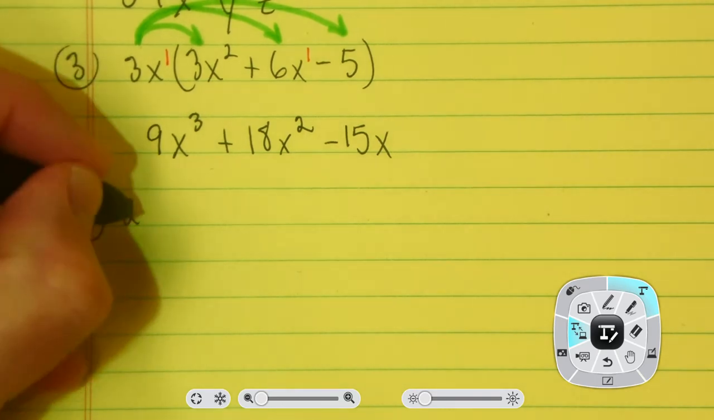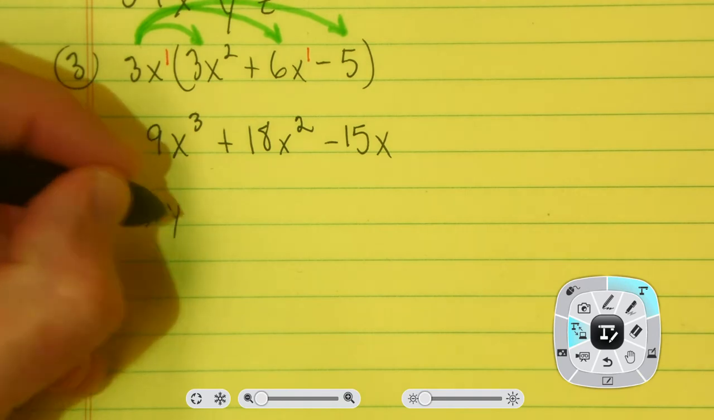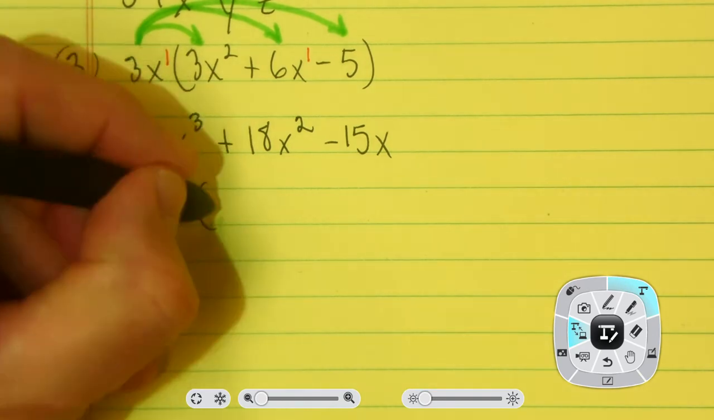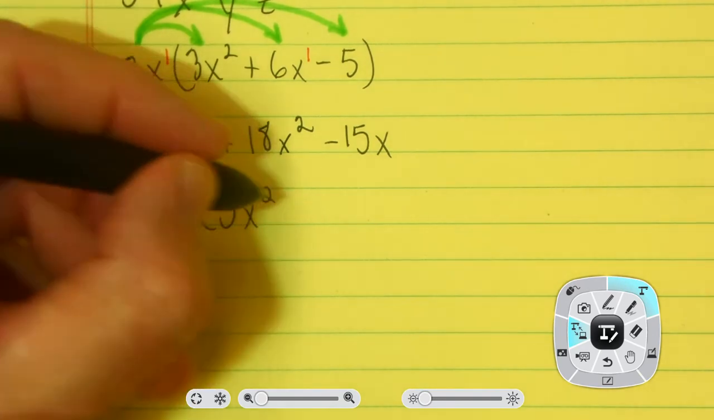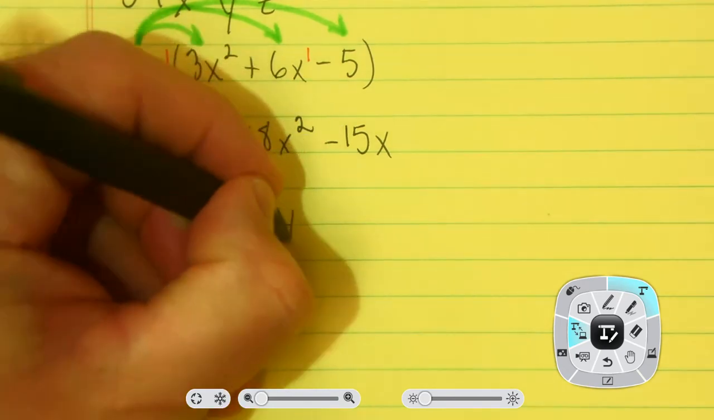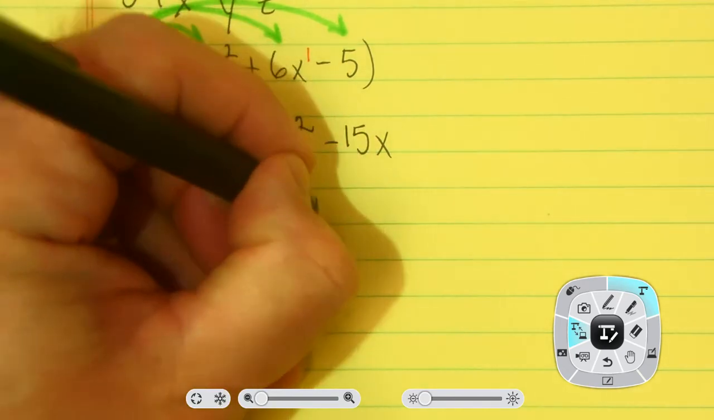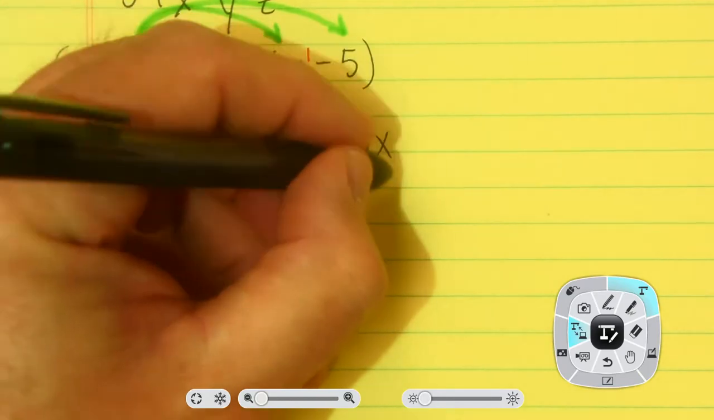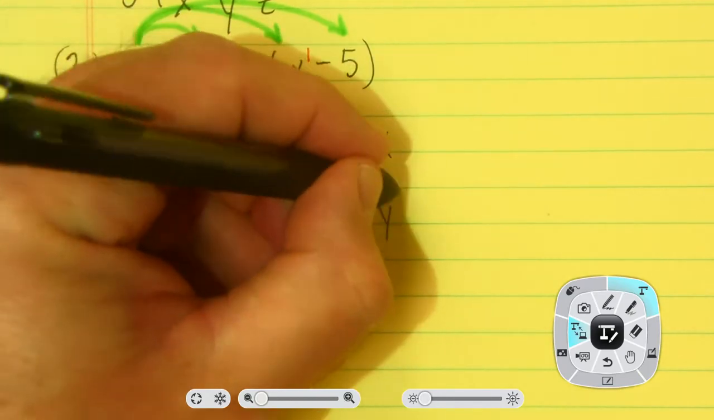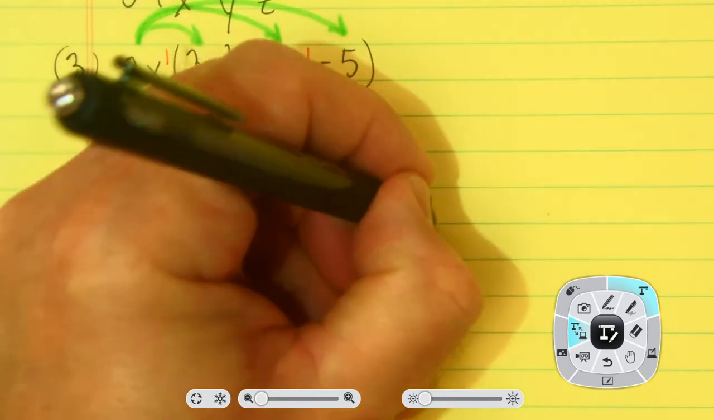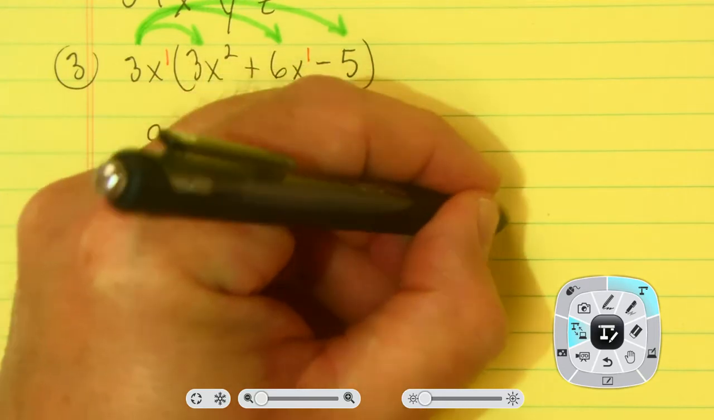You try this one on your own. 2xy times 5x squared y plus 3x y squared plus 7x y.